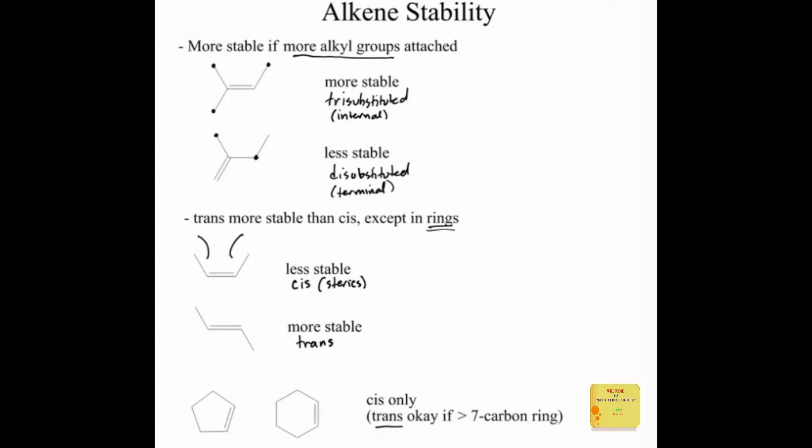It's possible if it's 7, that's still pretty unstable, but as soon as you get to an 8-membered ring, you can have, for example, cyclooctene can either be cis cyclooctene, where we draw our 8-membered ring and we put a double bond in there, and now we see that those two alkyl groups are cis to each other, or it could be trans cyclooctene.